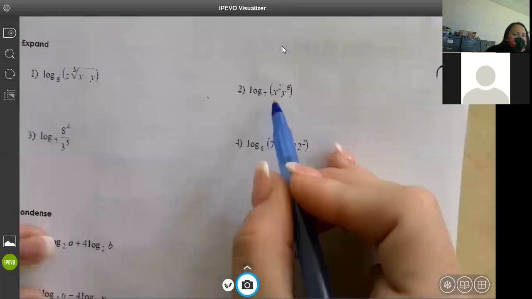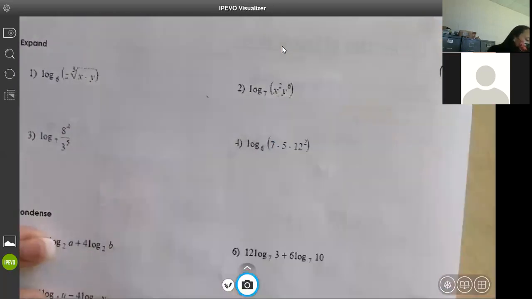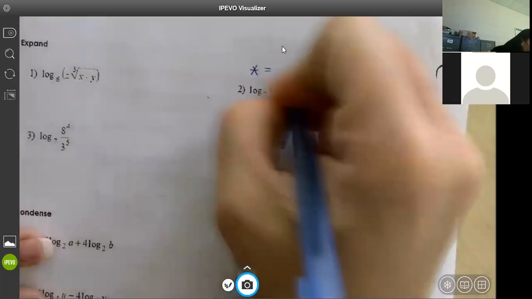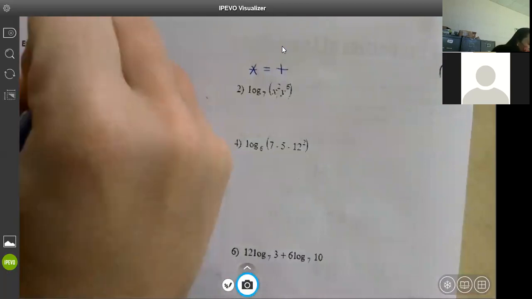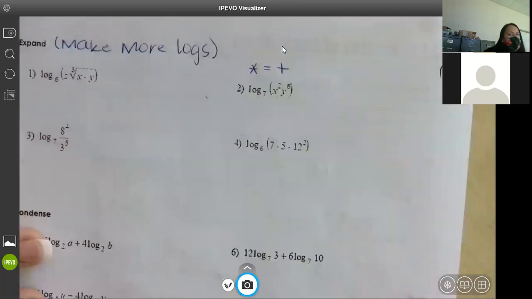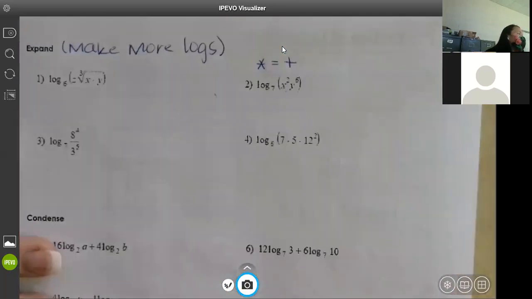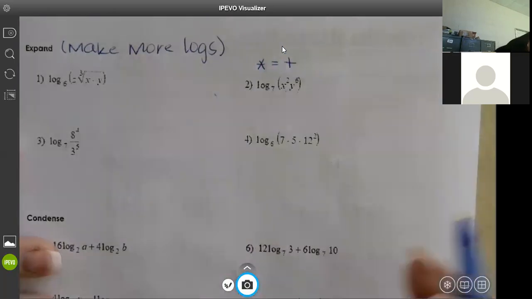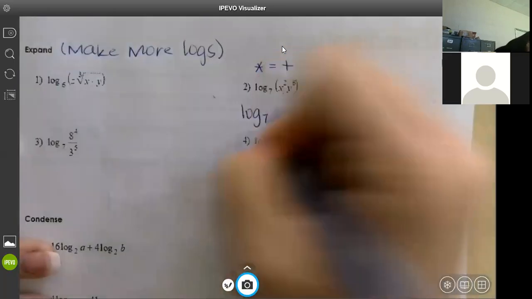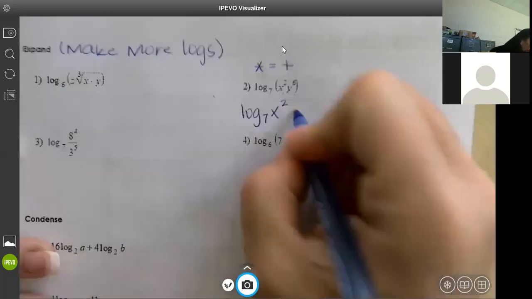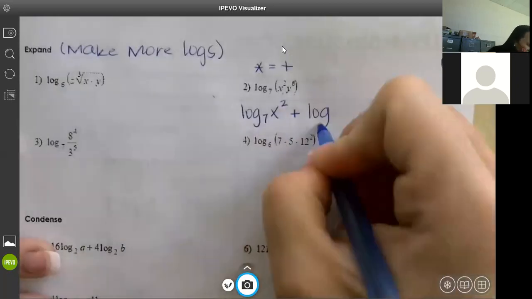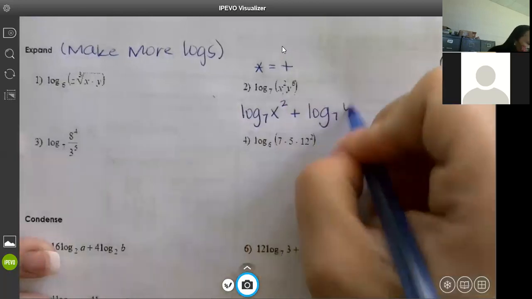You can see that we're multiplying x squared and y to the 6th. So if I want to expand it, remember multiply is the same thing as add. And expand means make more logs. Okay, we want multiple logs. They're all going to be the same base, and it's whatever the base the problem is. So log base 7, we're going to start with x squared. And then since it's multiply, we're going to add it. Log base 7 of y to the 6th.